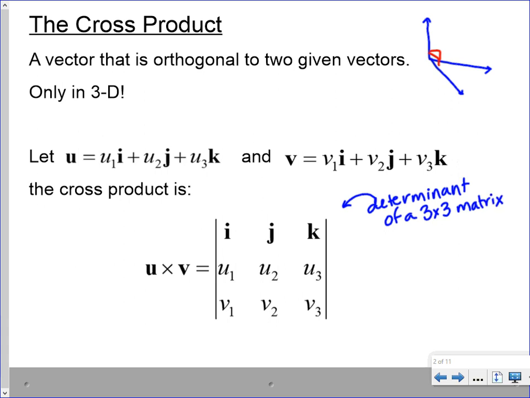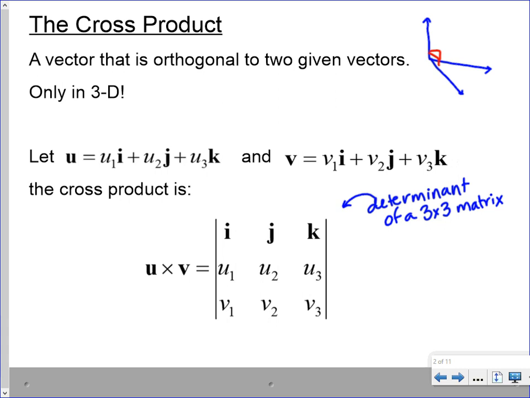The cross product is going to be another vector. It's going to be another vector in standard unit vector notation. So it's going to look like these, where it has i's, j's, and k's, and we're adding different pieces. And how will we get what that new vector is? We'll do this 3x3 determinant. So we'll see that on the next slide.